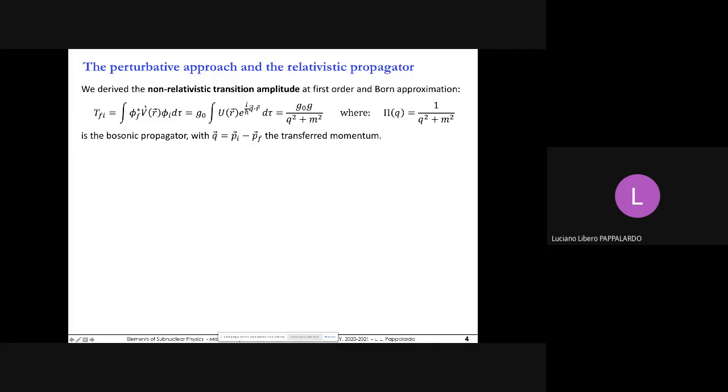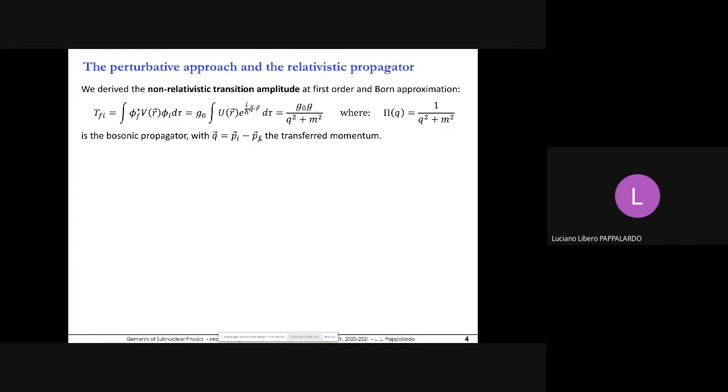In general, this potential energy you can write as a coupling constant times a potential. And when we put here the expression of the Yukawa potential, we end up, if you remember, with this kind of object, where in the numerator we have the product of the two coupling constants, and the rest is the bosonic propagator, where q is the transferred momentum, p_i minus p_f. So this we derived formally for the non-relativistic case.